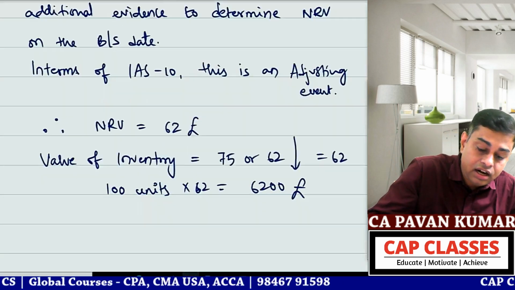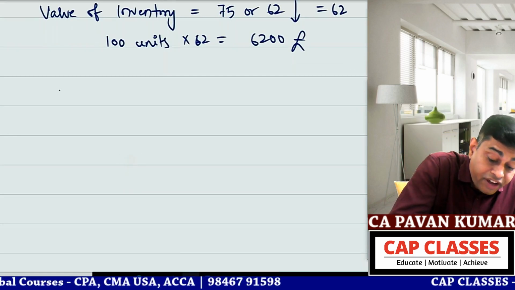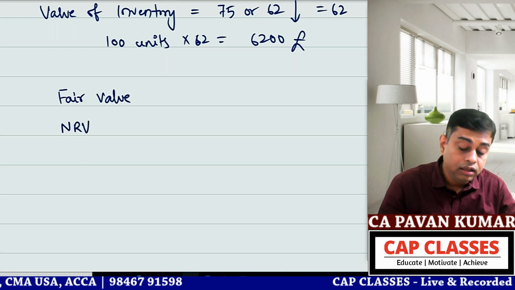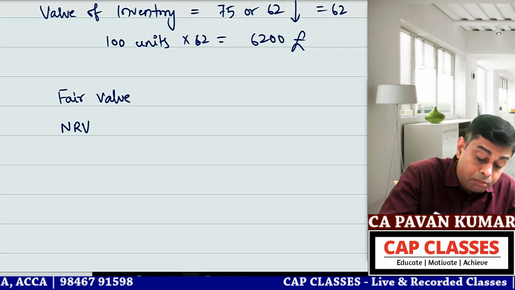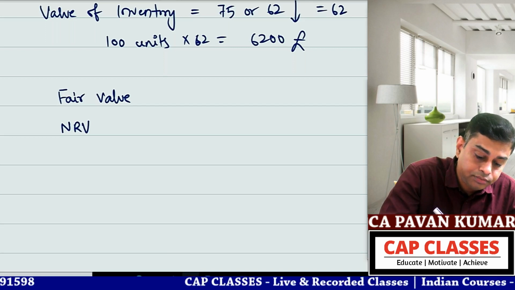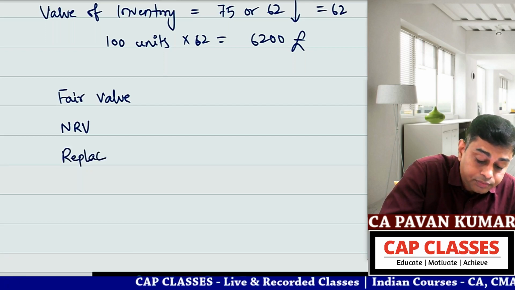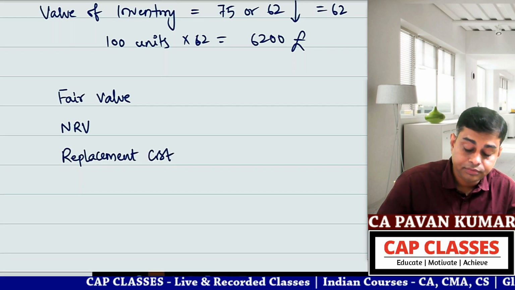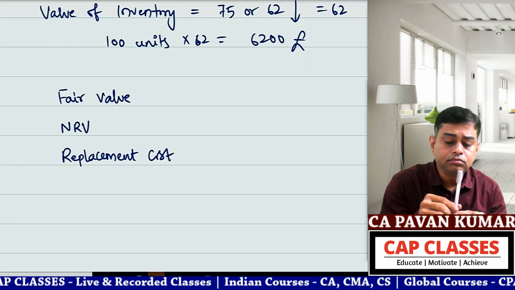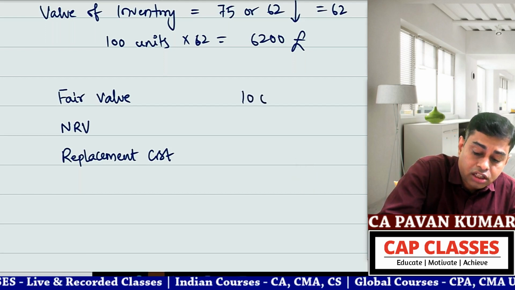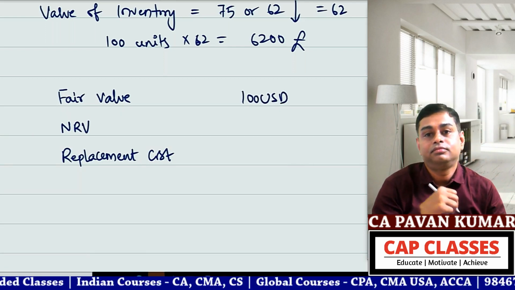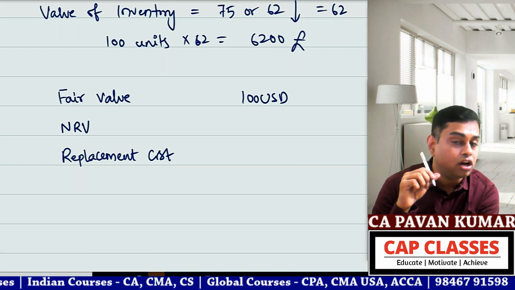Please try to understand the difference in the nomenclature: fair value, net realizable value. Then one more is also there: replacement cost. Now let us try to understand these three things. Take this pen. Say for example this pen is $100 US.